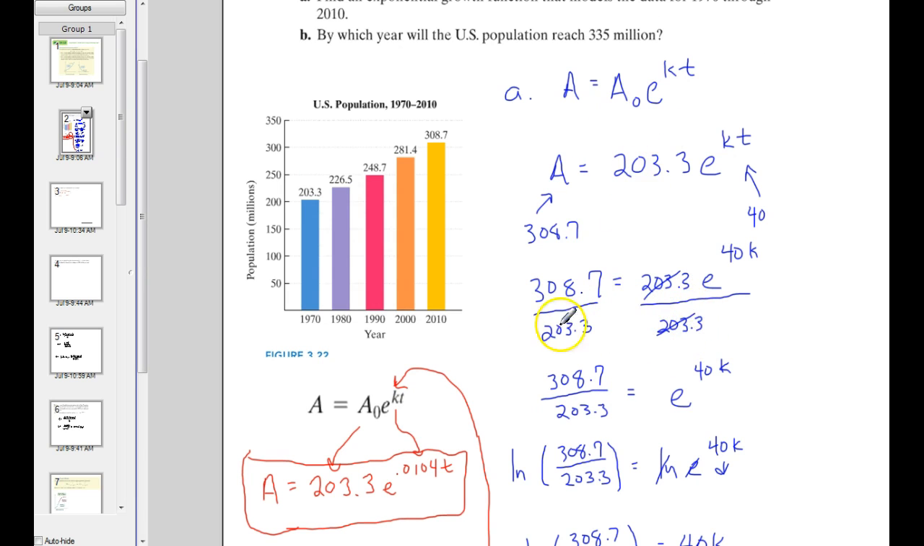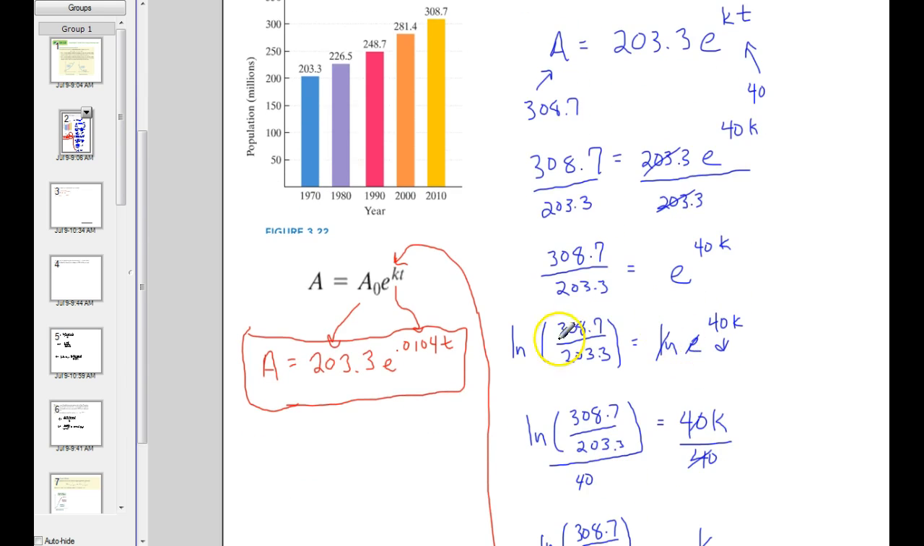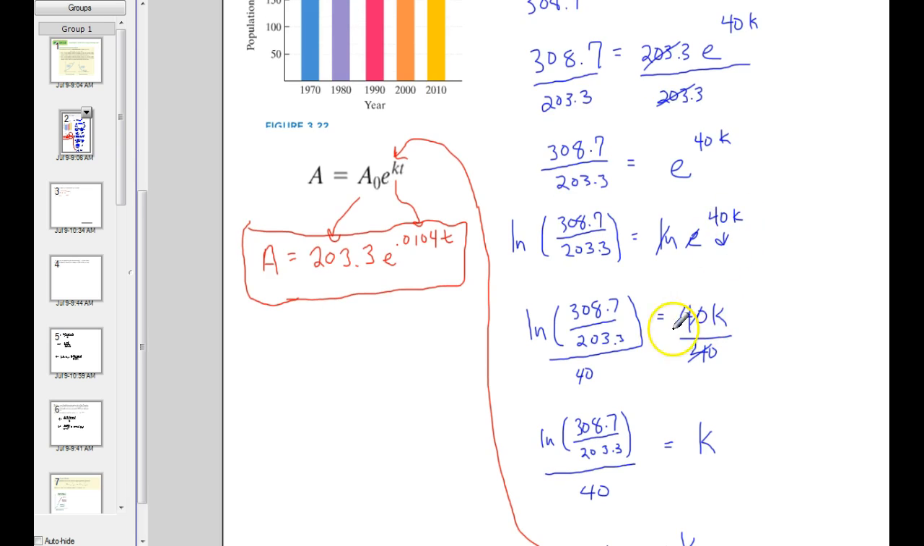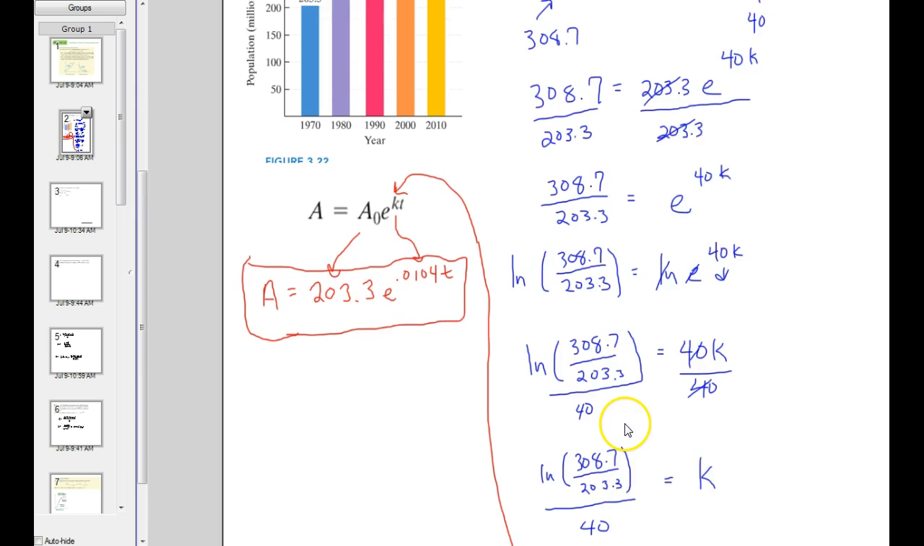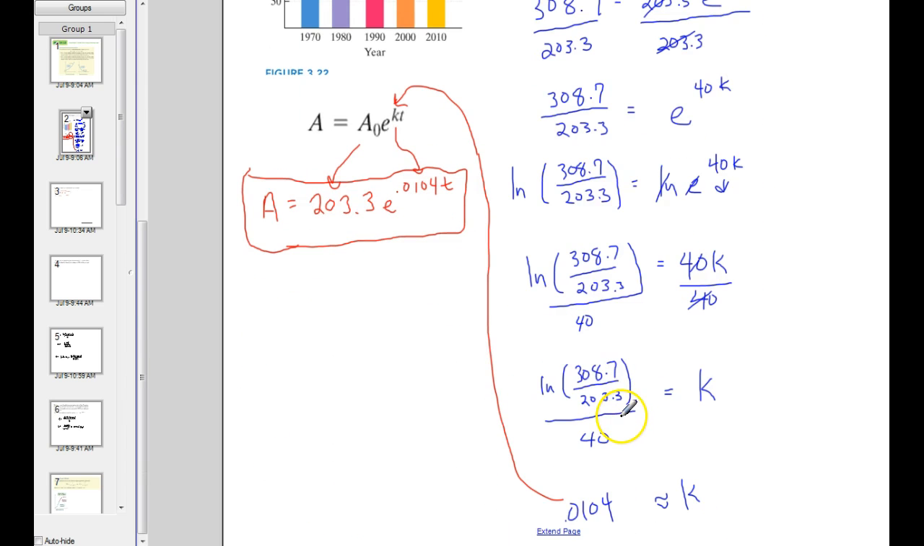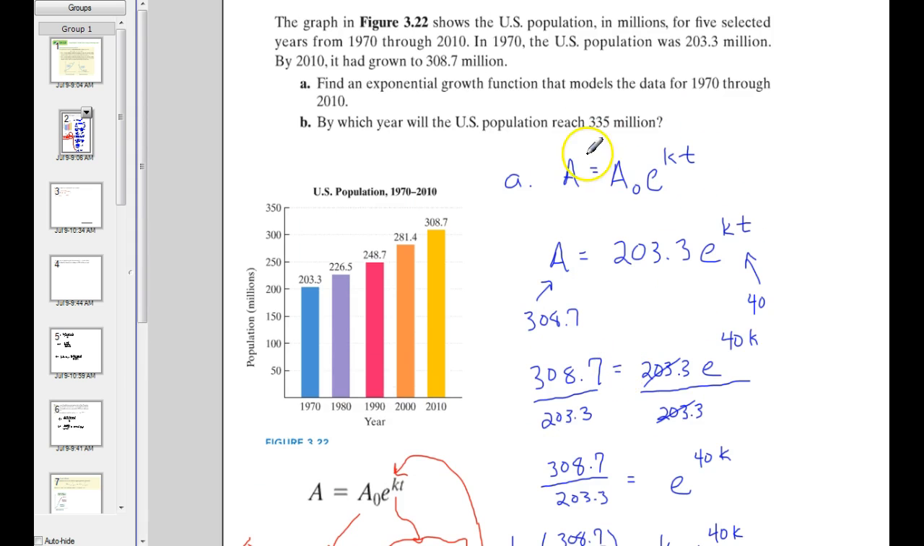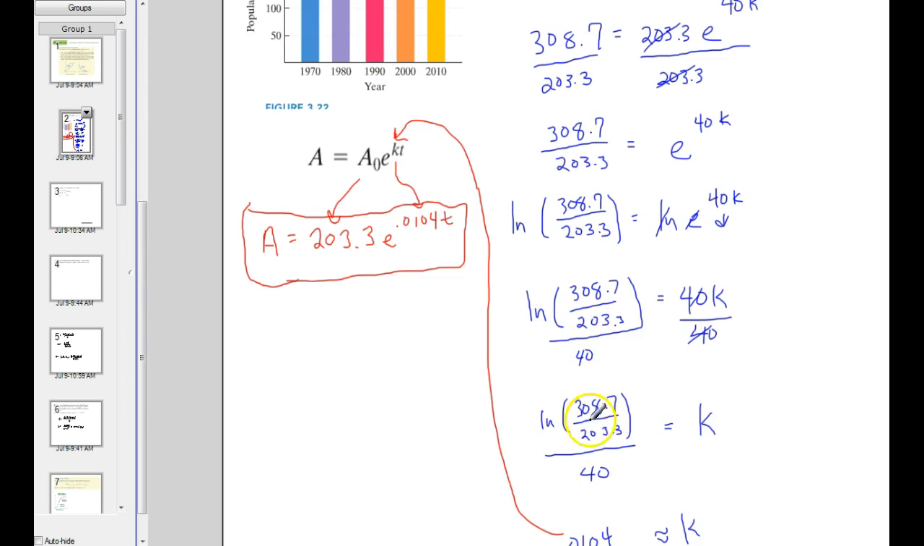You're always going to divide by this number that's in front of e. Then you're going to take the natural log, and then you're going to end up dividing by the number in front of k. Every single time you ever solve for k, you'll do this. But look at what the numbers are in this expression that we plugged into our calculator. The natural log of 308.7 was the value at a later time. The 203.3 was the initial value. And then the 40 is how long it took to grow from this to this.